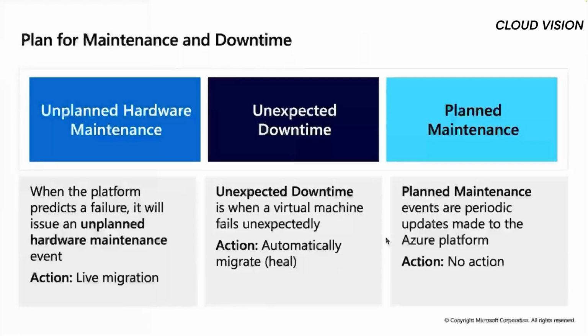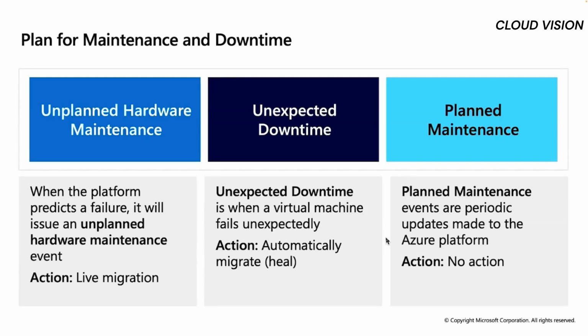So when we plan for maintenance and downtime, we consider a couple of scenarios. These are the common scenarios, which is unplanned hardware maintenance, which is not really planned, but suddenly we notice that something is not right on one of the hardware, and it needs to be changed without any wait. So that's unplanned hardware maintenance, and the live migration needs to be done to make sure it's all up and running.